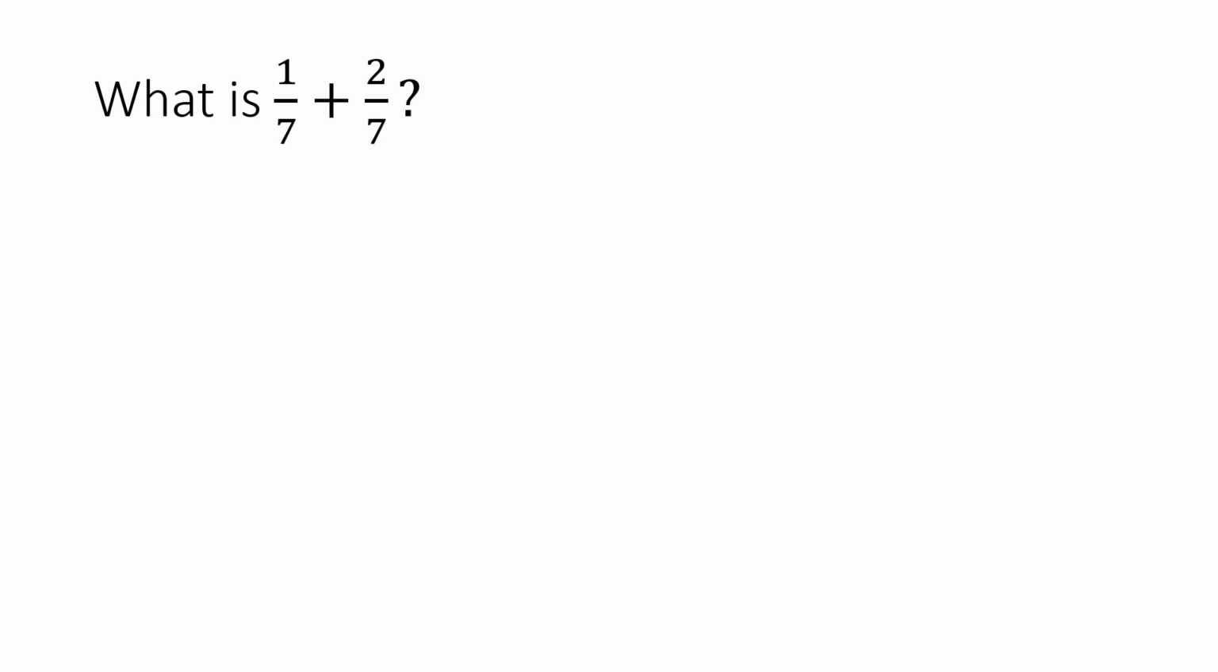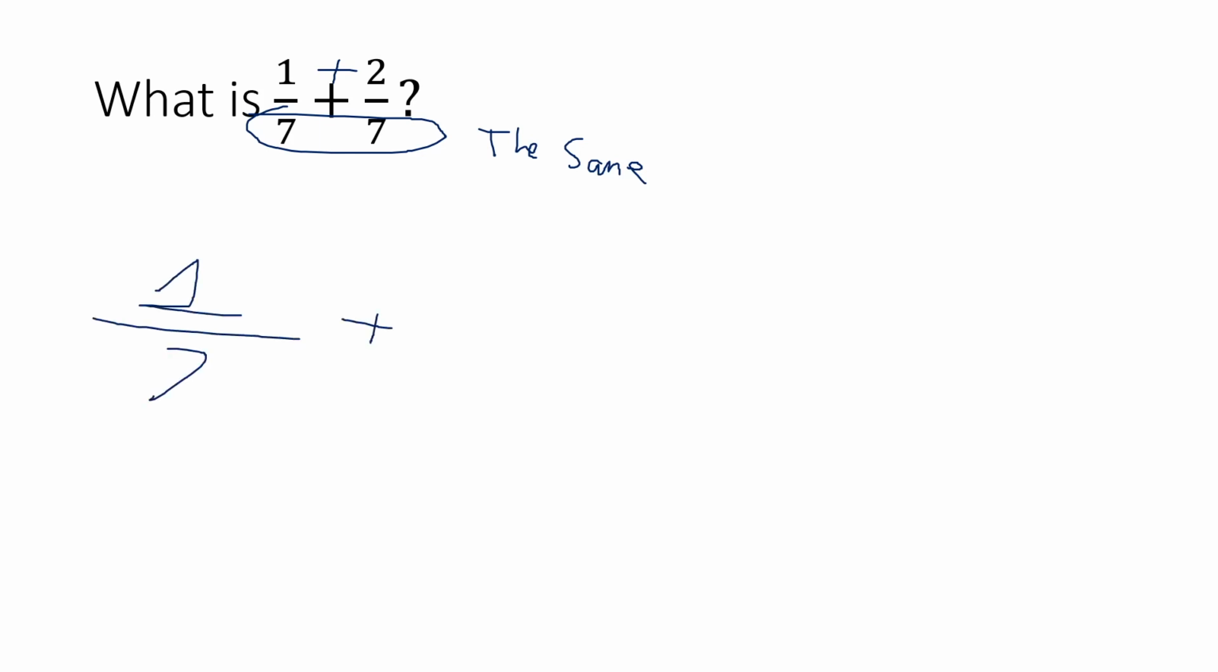The bread and butter is that the denominator, which is this number here, is the same. If it is the same, then we can add the top. If it isn't, we need to make this the same. So I'll teach you first and foremost if it is the same. So 1/7 plus 2/7 is simply going to be equal to, well, what's 1 plus 2? It's 3. So it's going to be 3/7.